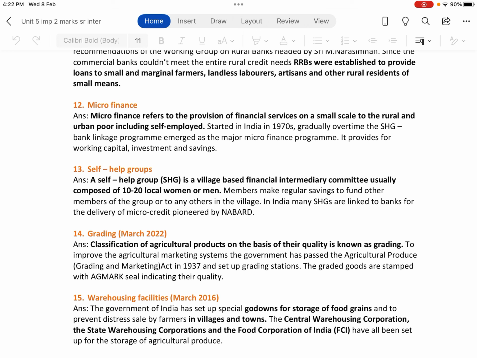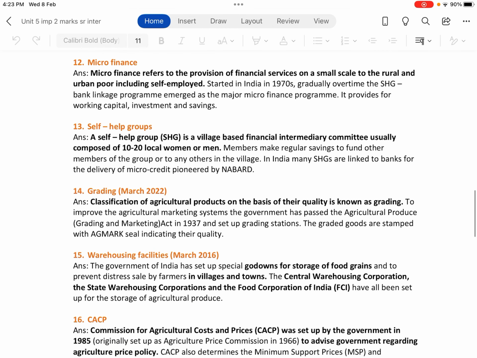It started in India in the 1970s, and gradually over time, the SHG bank linkage program emerged as the major microfinance program. It provides for working capital, investment and savings. So around the 1970s, this microfinance scheme was started in our country, and mostly it is used by the SHGs, that is the self-help groups. All the small amounts of finance for working capital, investment and savings are covered under the microfinance scheme. Then moving on to the 13th question, self-help groups.